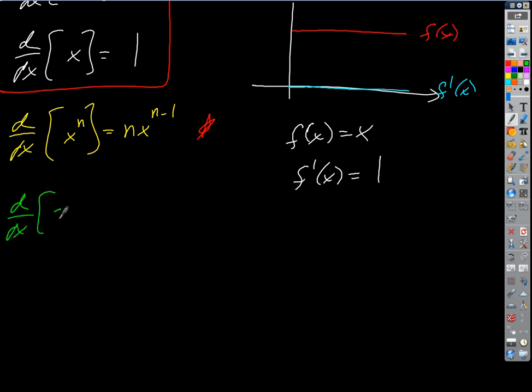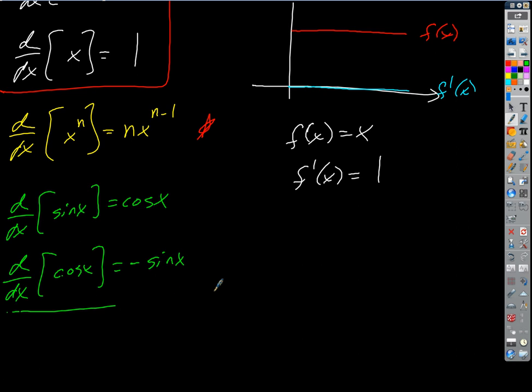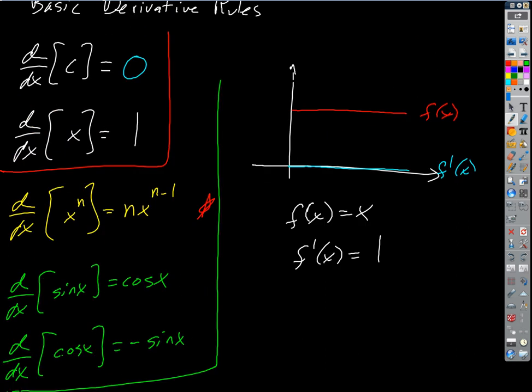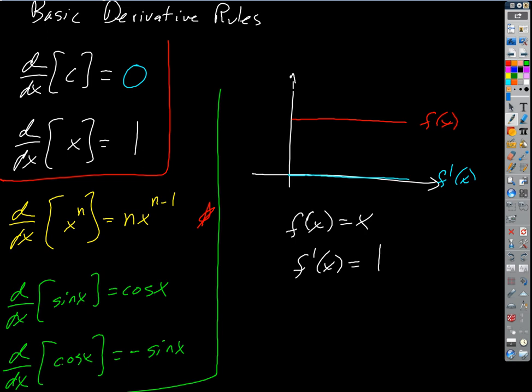Derivative with respect to x of sine x equals cosine x. I'll go ahead and give you this one for free. The derivative with respect to x of cosine x equals minus sine x. Okay. And we could have proved either one of those or both of them by the same process. But now technically we've got 5, but really we've just got 3, because these two are contained in the power rule.